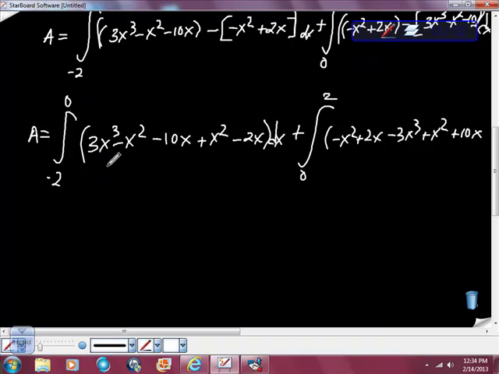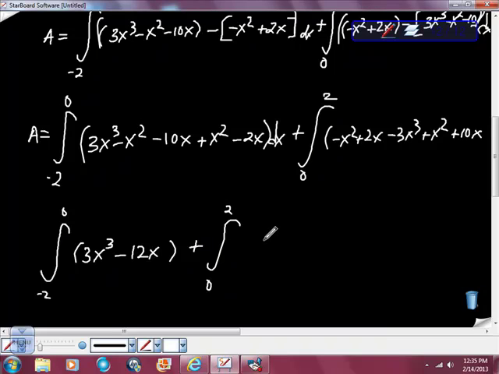And this thing cleans up a little bit. This one is going to give me negative 2 to 0 of 3x cubed minus 12x, right? We've seen that before, plus the definite integral from 0 to 2 of that other piece, which should give us negative 3x cubed, doesn't it? Plus 12, yeah, it does, plus 12x. And that should make some sense also, right? And I have to remember to leave my dx's in there. Okay? So far I think it's going pretty good.